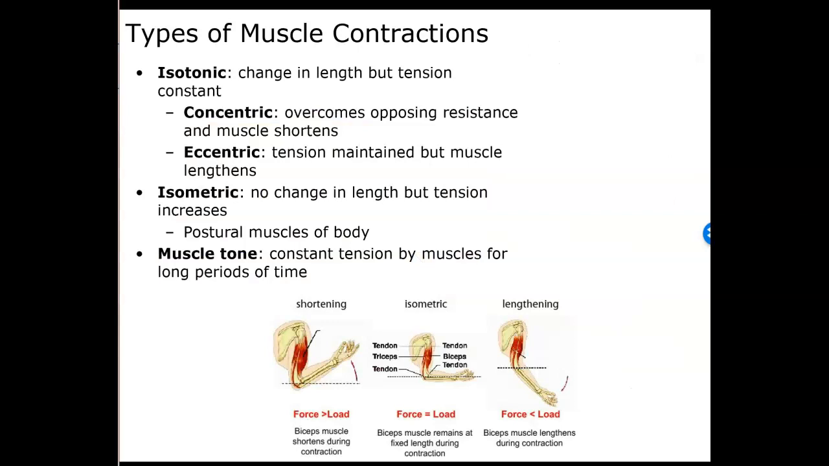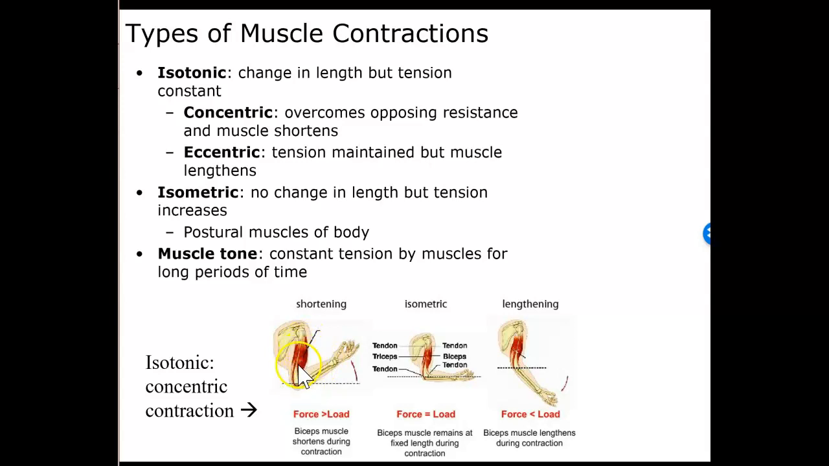Now let's talk about the types of muscle contractions that can take place. We have isotonic contraction, and that's when we have a change in length, but the tension in the muscle will be constant. We have two different types of isotonic contraction. We've got concentric contraction, which is overcoming opposing resistance, and our muscle will shorten.